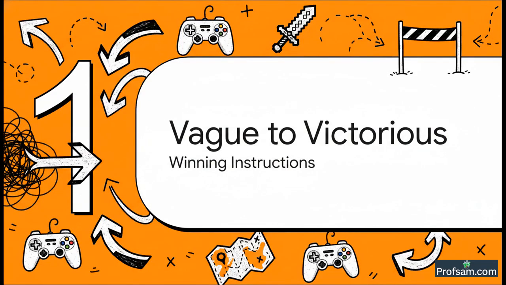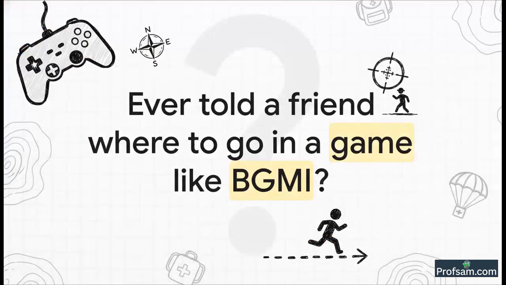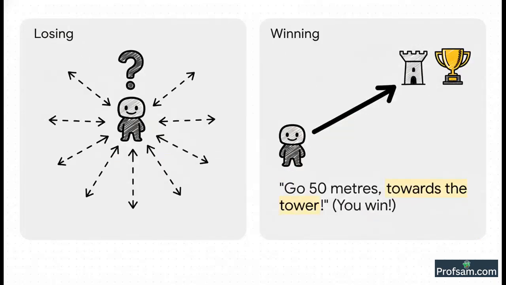To really get this, let's start with a problem that I'm sure all of us have faced, especially if you're a gamer. It's the challenge of giving clear instructions when the pressure is on. Okay, so picture this. You're in the final circle, your heart is pounding, you see the last enemy. What do you shout to your teammate? What's that one perfect instruction that's going to get you the win?